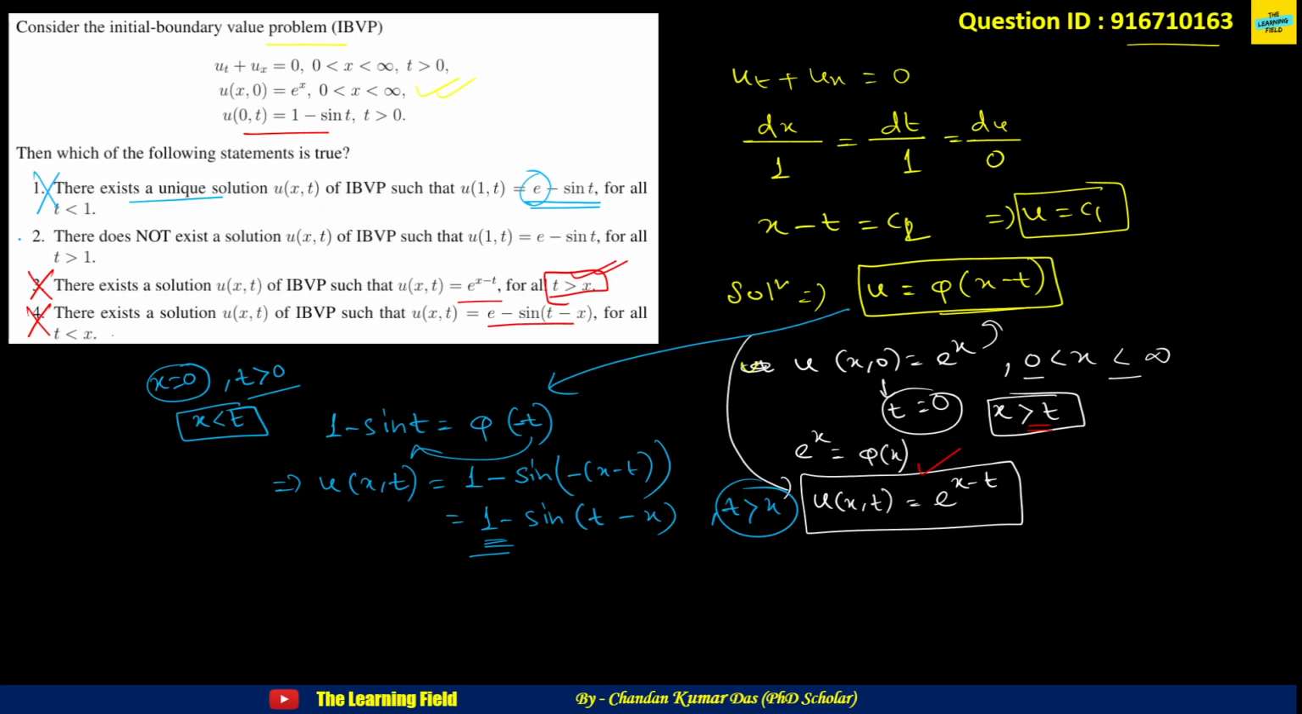Therefore the only option which is remaining is option 2, that there does not exist any solution u(x,t) of the IVP with this form. Fine. So for x greater than t you get this type of solution, and for x less than t you get this type of solution according to the given initial condition. But there is no in-between among the four options, there is no such answer. So the only remaining answer is does not exist. Fine. So option 2 is correct here.